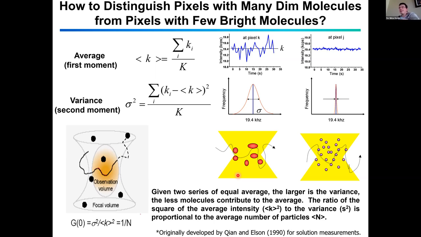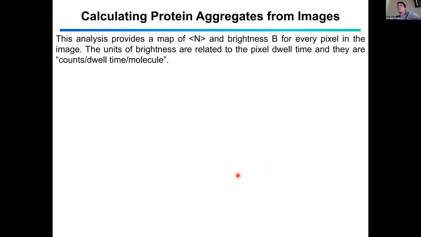Also, you can get the average number of molecules from this, similar to single point FCS or to RICS, where the variance divided by the average intensity squared is proportional to 1 over the average number of molecules inside your observation volume. So this analysis provides a map of the average number of molecules and brightness for every pixel in the image. And the brightness unit is related to the pixel dwell time of your system. So typically you quantify it in the unit counts per dwell time per molecule.